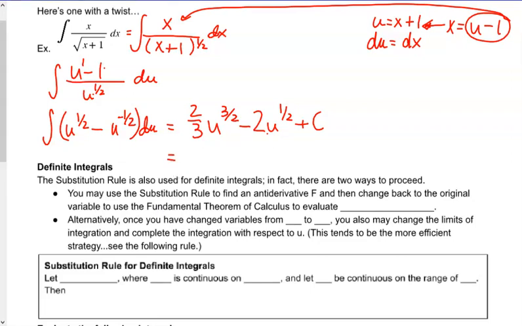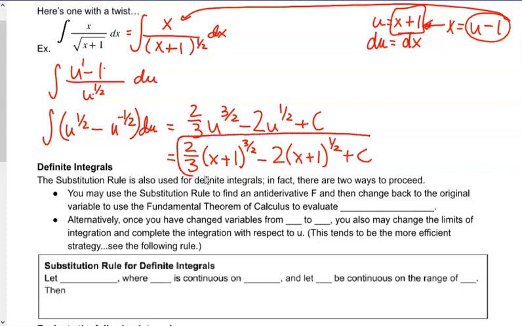Now our final process is to take the u out and put in what u is equal to. And in this case, u is equal to x plus 1. So the final answer is going to be 2/3 times (x plus 1) to the 3/2 minus 2 times (x plus 1) to the 1/2 plus c. Obviously, if you were to check your work and take the derivative of this, you would have to combine a lot of stuff in order to get back to what you started with. But that's okay. Those things should be equivalent.